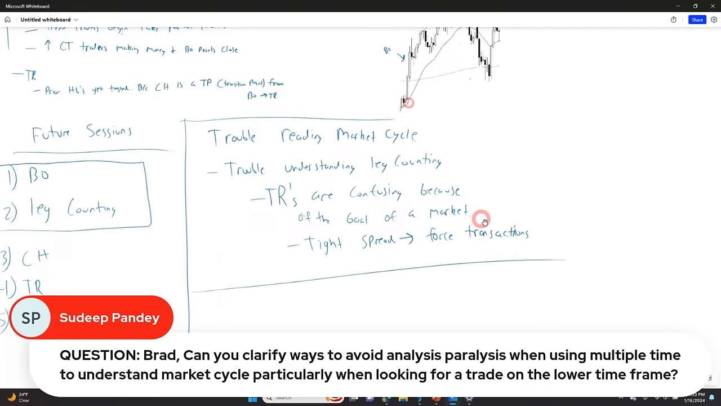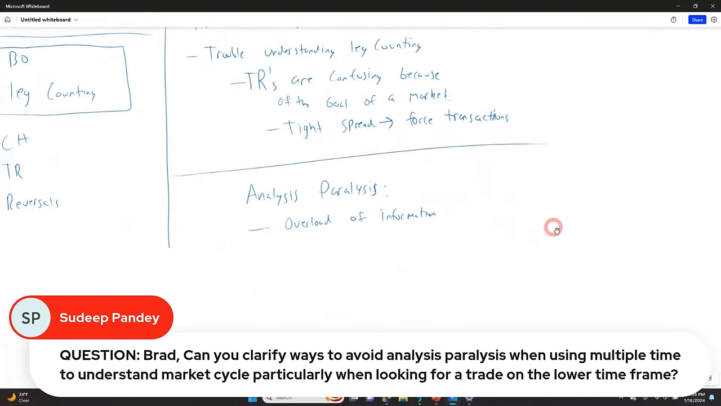So analysis paralysis is typically created by an overload of information. Analysis paralysis is typically created when one has far too much information to look at.